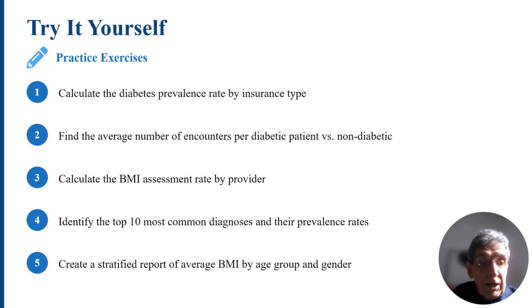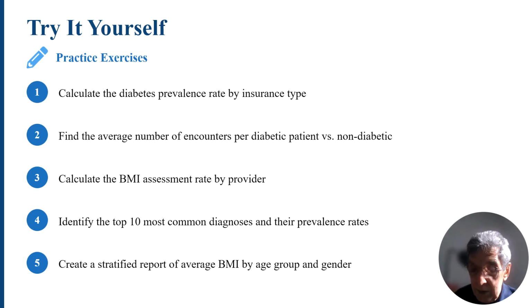All right, here are 5 practice examples to apply what we've covered in this section. Let me give you some hints. Exercise 1, to calculate the diabetes prevalence rate by insurance type. This combines the prevalence calculation from slide 6 with the group by on insurance type, similar to the stratification pattern we used in slide 17.